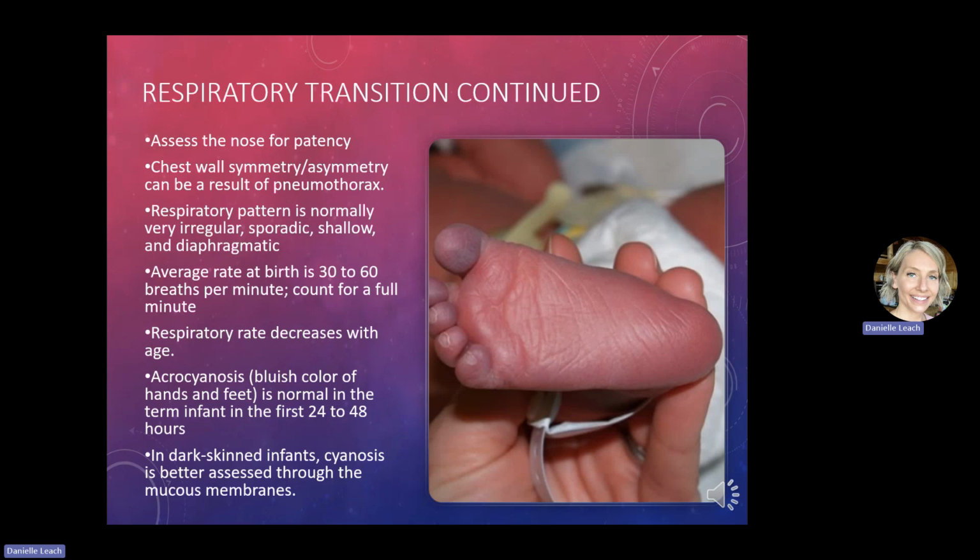Another thing we want to look for is acrocyanosis, which is pictured here, which is a bluish tint to the hands and feet. It is normal in a term infant for the first 24 to 48 hours. So this is something that you can educate parents about if they don't already know about it. But this doesn't mean that the baby has a low oxygen saturation. If you were worried about it, you could always pop a pulse oximeter on and see that it is normal or what is expected for how old they are. In dark-skinned infants, this could be harder to see, and of course you can assess for true cyanosis through their mucous membranes.